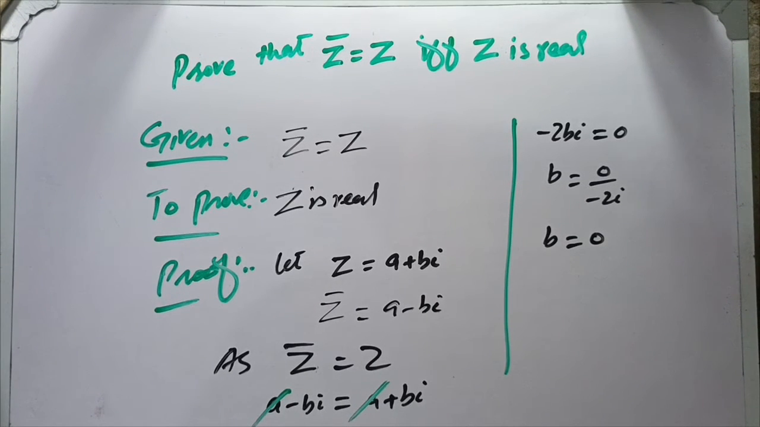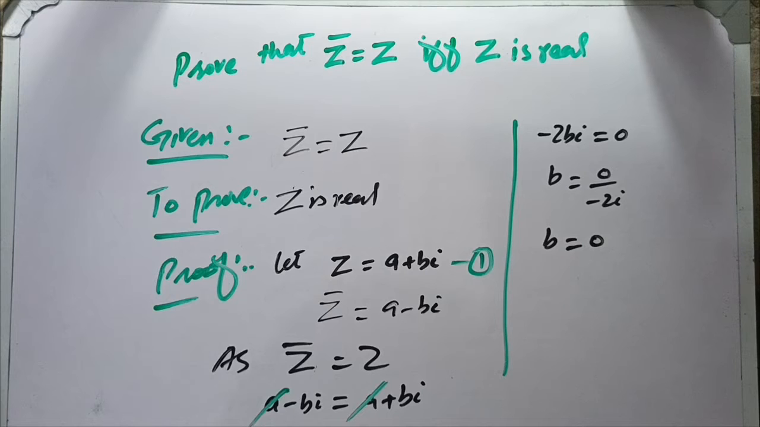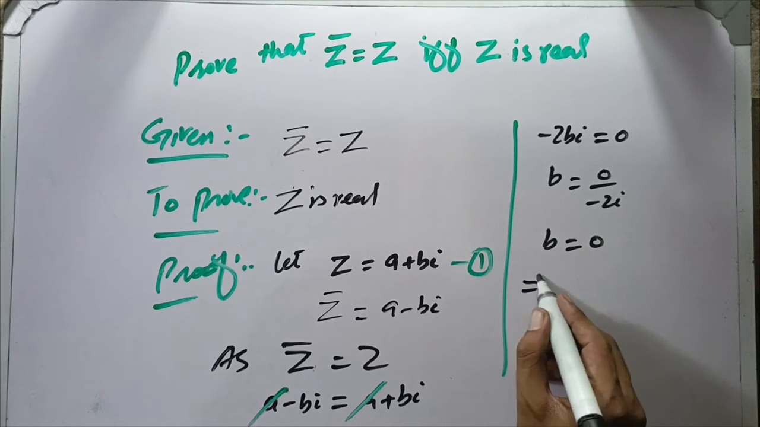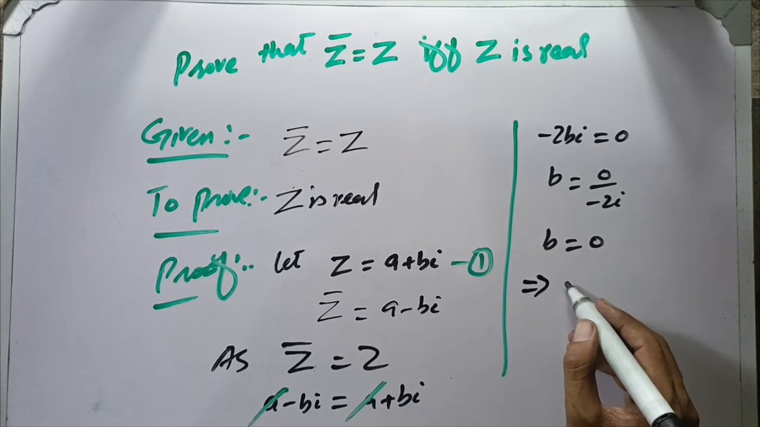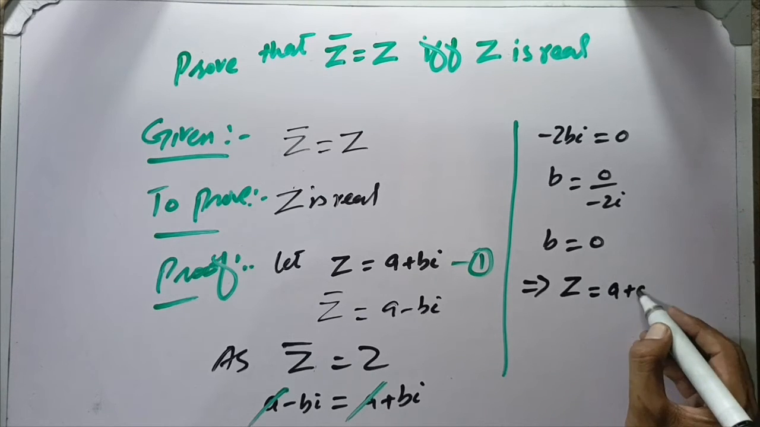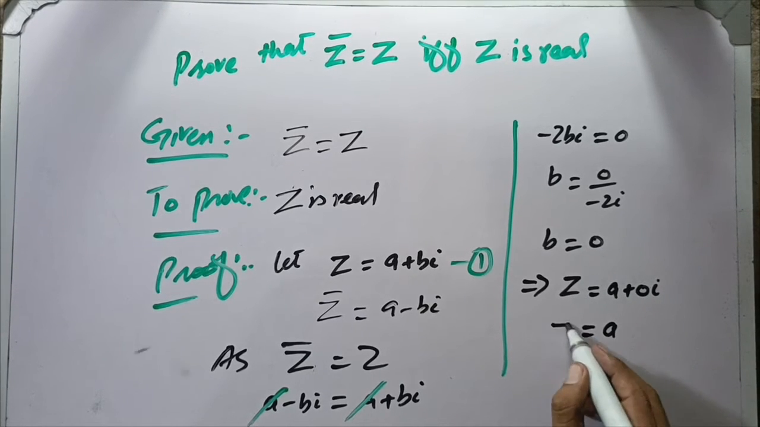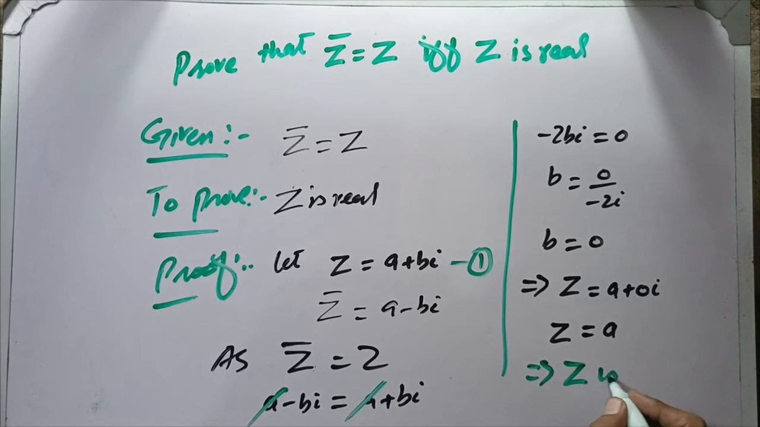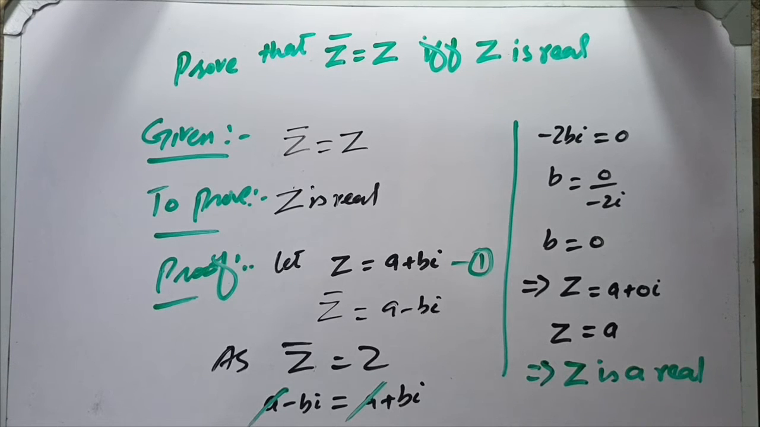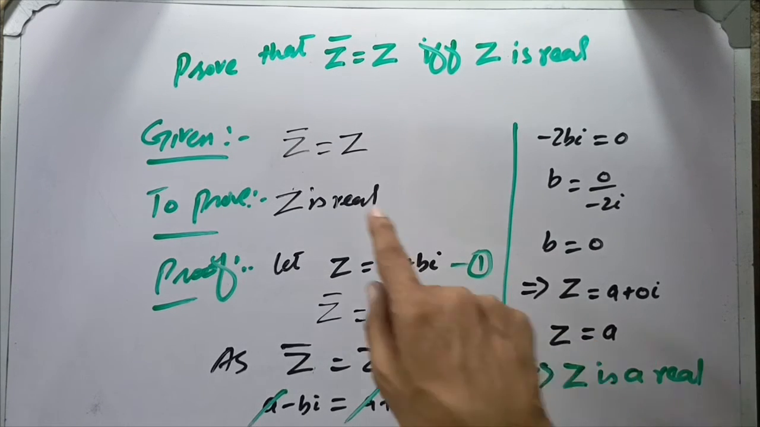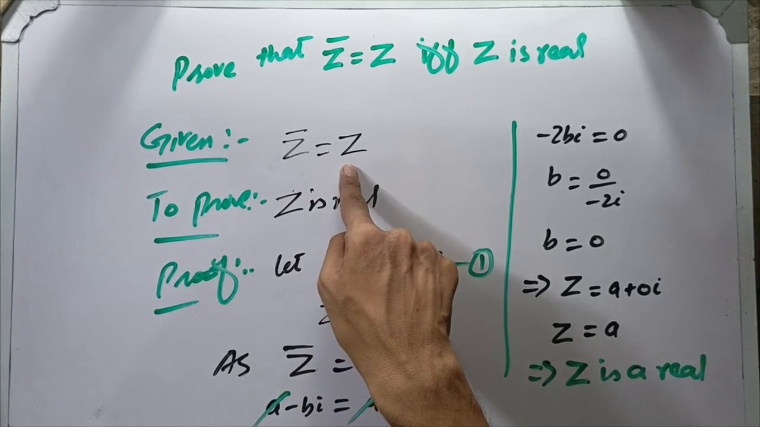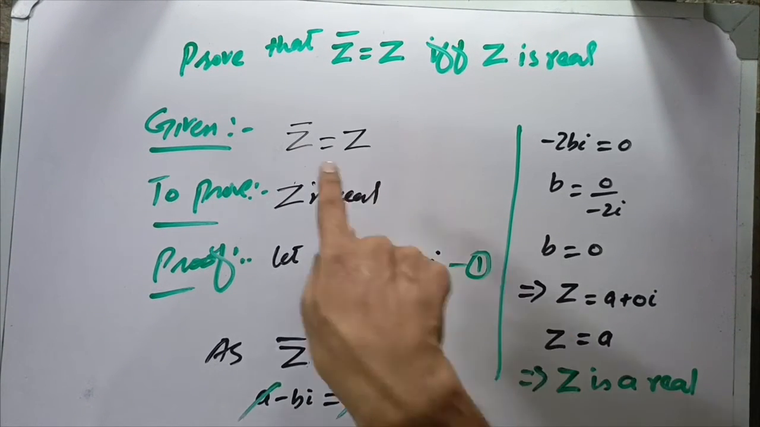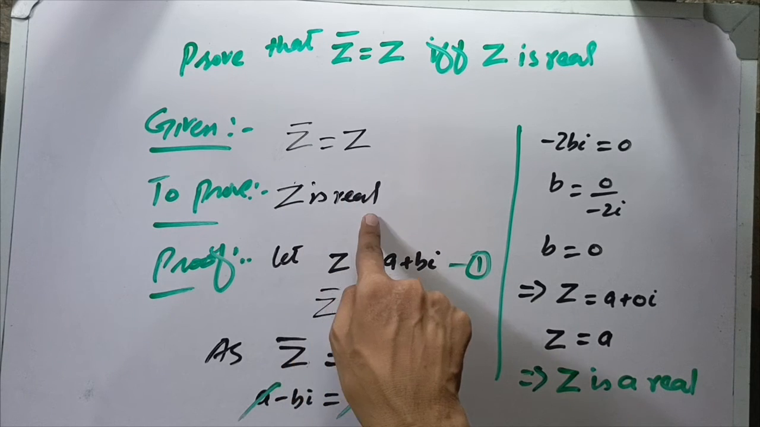Now by using this in equation 1, it means z is equal to a plus 0 iota. This will give you z is equal to a, which is a real number. This implies that z is real. As we know, in any complex number, a represents the real part, so if z conjugate is equal to z, then z is a real number.